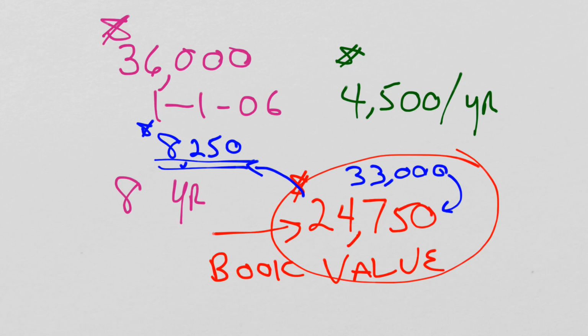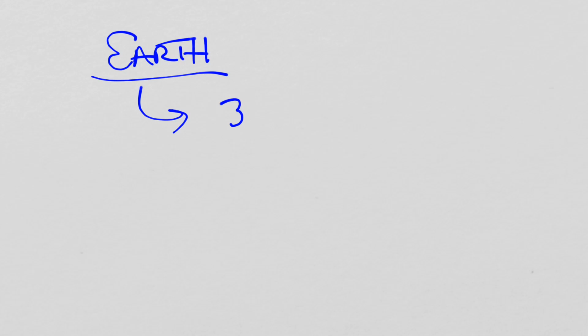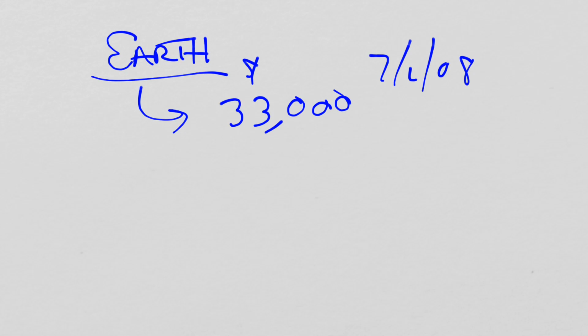Now, having said all this, let's just say one more fact, and that is on the books of Earth, by the way, we just discovered all the journal entries going on during the 2.5 years before the sale on the books of Sky. Now we just want to see what Earth is going to do with all this. Earth is going to have bought it at $33,000 as of that July 1, 08 time period, and it's going to depreciate it over the remaining life.